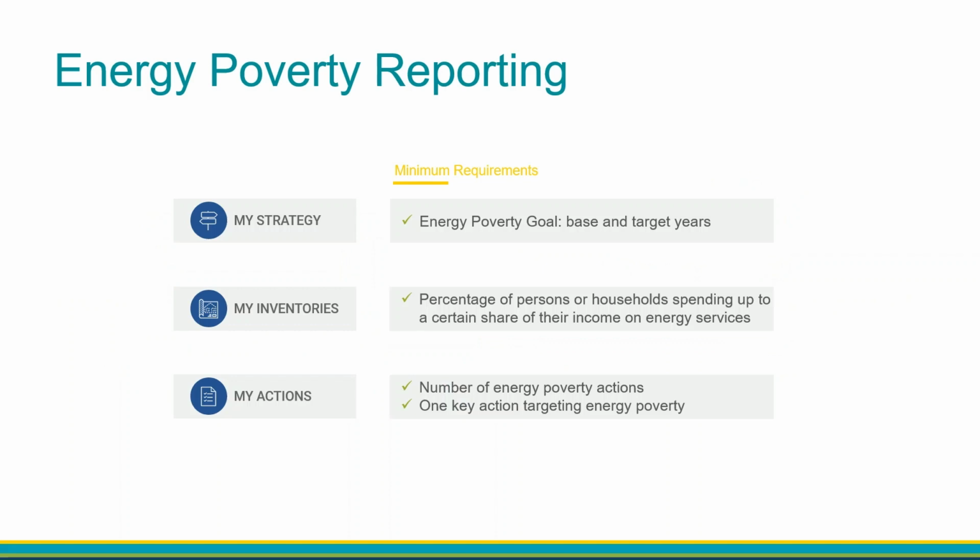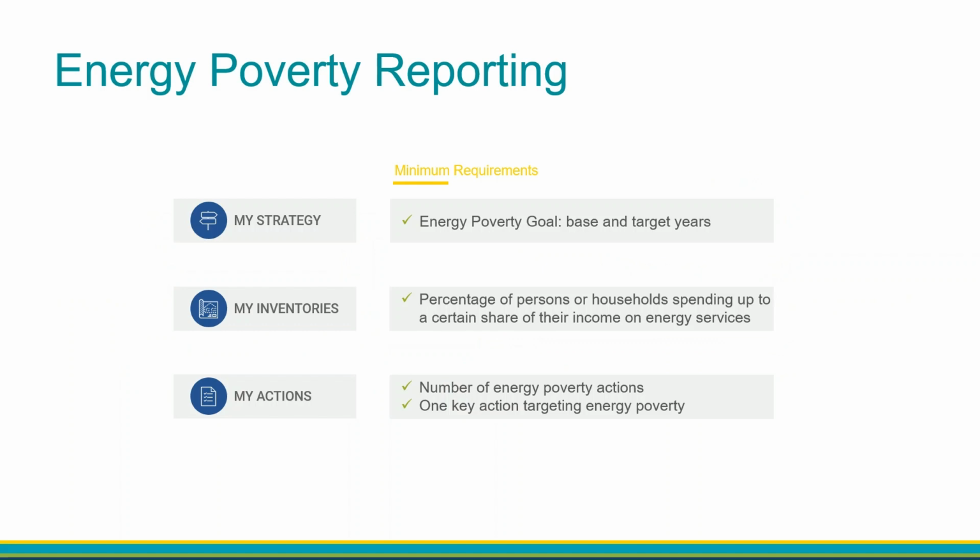When it comes to reporting on energy poverty in the frame of the EU Covenant of Mayors, these are the minimum requirements that Covenant signatories should fulfill. Three main aspects need to be reported: the energy poverty goal, one indicator to track energy poverty, which is common to all signatories, and the number of actions included in the plan, and more detailed information about one of these actions to be submitted as a key action. So let's now have a look at how the reporting takes place.